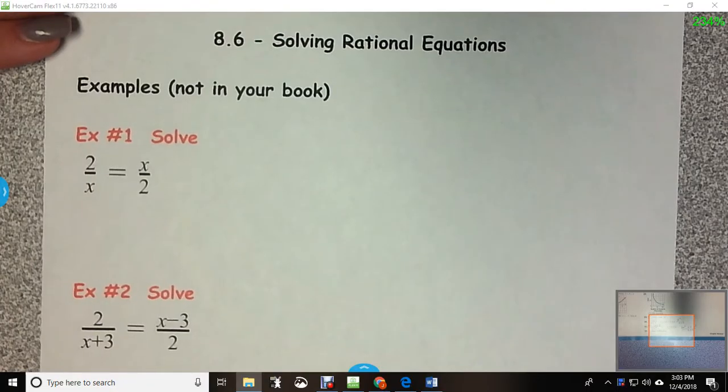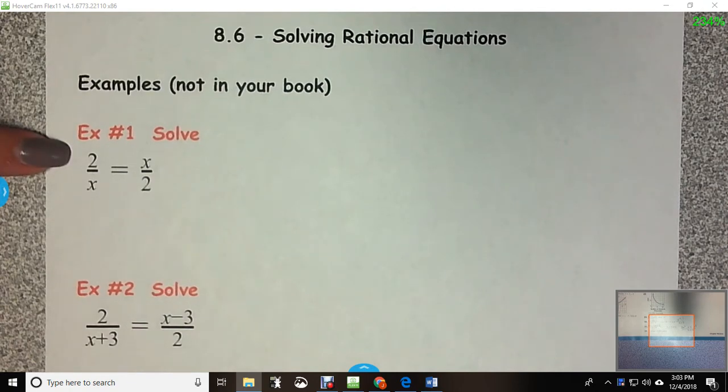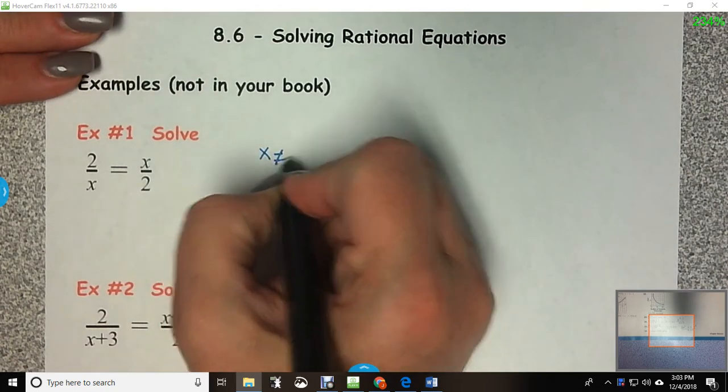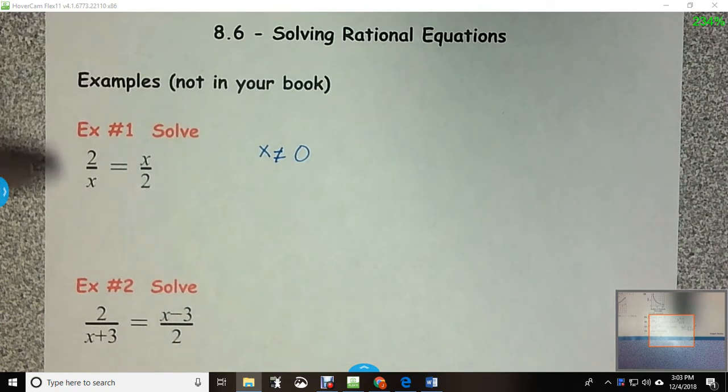All right. So, guys, the first couple of examples here are not in your book. We're going to start with some that are very, very simple, things that you've seen before, but we've got to incorporate into it some of the stuff we've been working on. So if we take a look at this problem, what is a restricted value for x? What can x not equal? 0. Okay? So that's the new part of this problem.